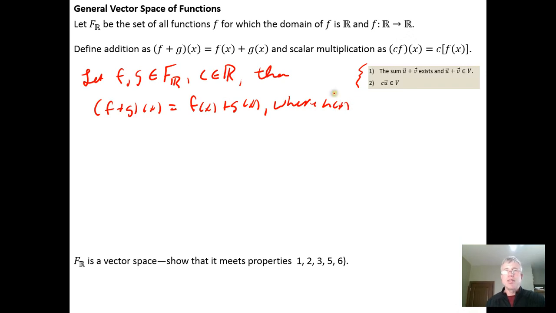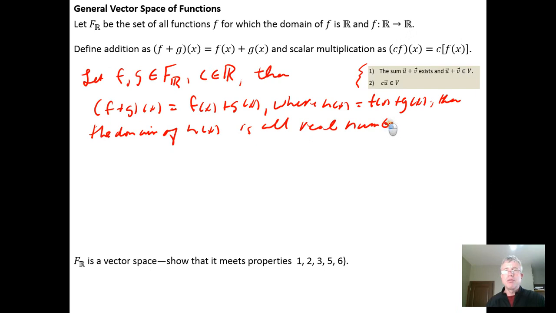So taking the sum of two functions results in a new function h of x. But if the domain was all real numbers for f and the domain of g is all real numbers, then the domain of h of x is all real numbers. And that's from pre-calculus. And we know this about h: h is going to be a map that takes real number inputs and outputs a real number.